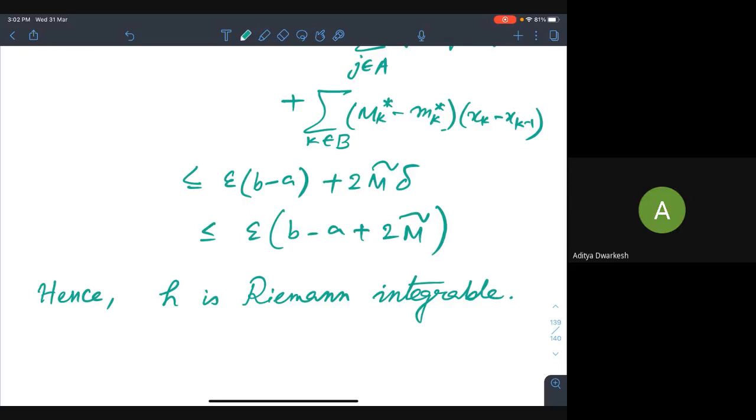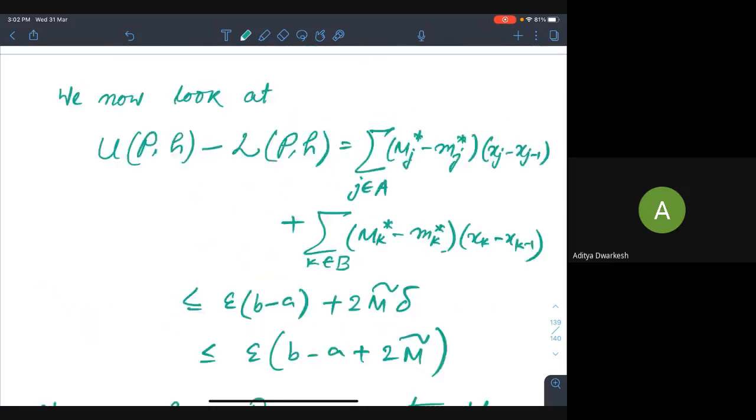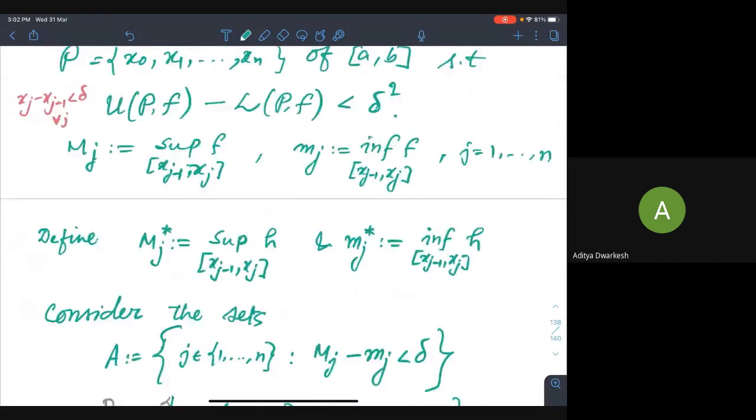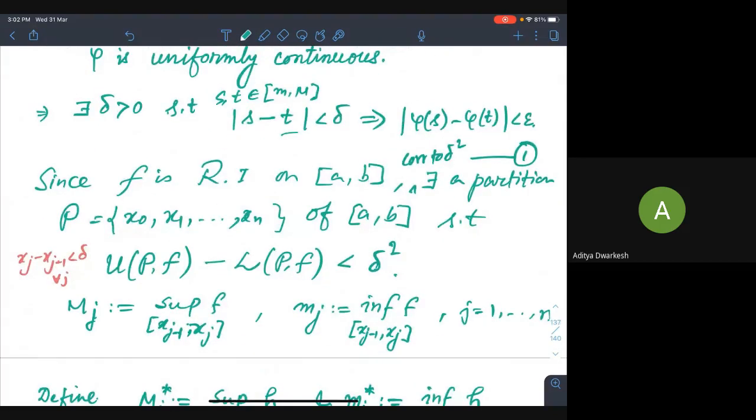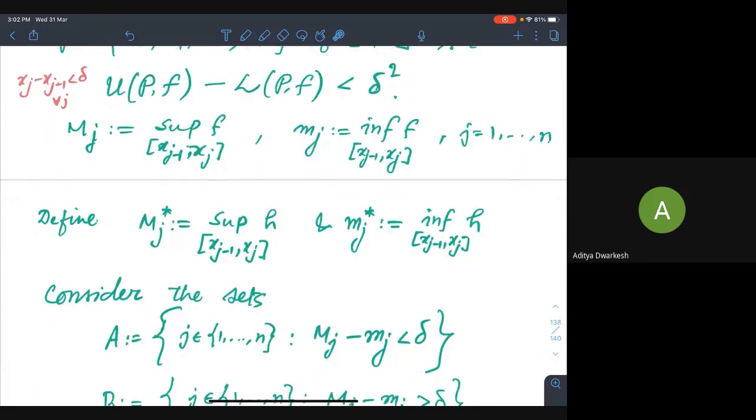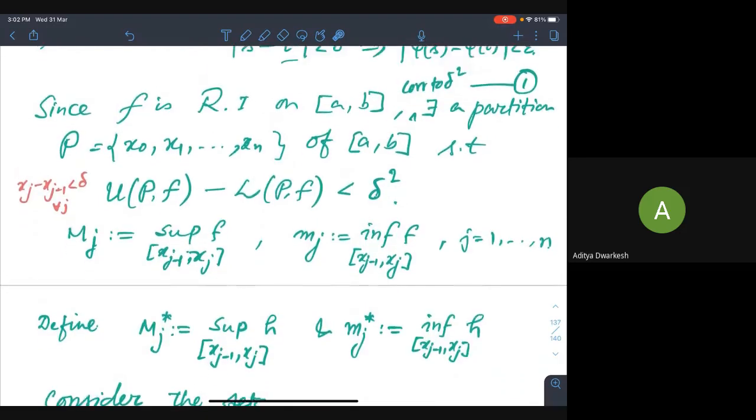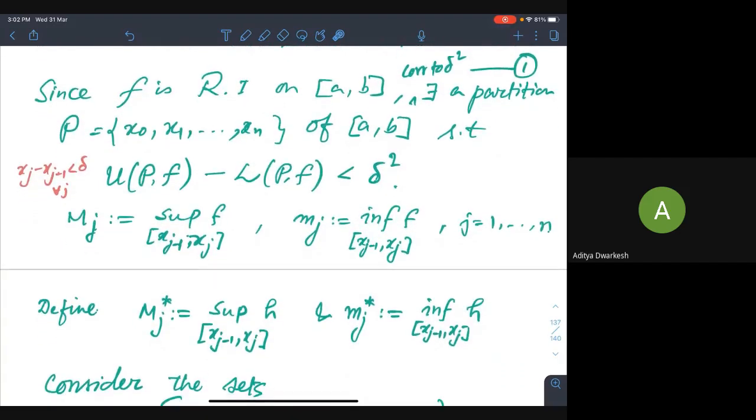So the less than delta squared part of the inequality came from the fact that f is Riemann integrable, right? That part is important. So this Riemann integrability of f would give you this. Yeah. Any other question?